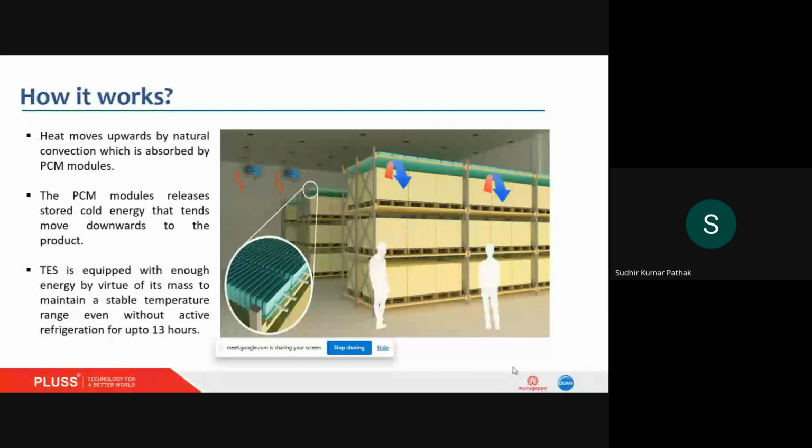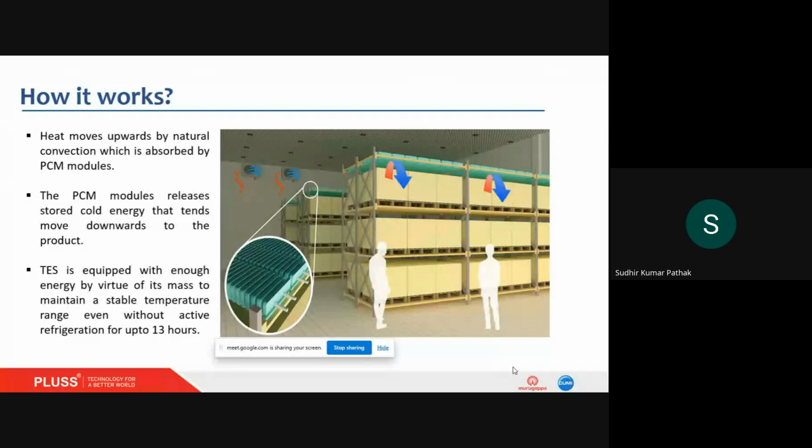And one more point: how does the PCM charge or store that cold energy? Whenever there is continuous operation of refrigeration, PCM absorbs with respect to time some extra cold energy and gets frozen. Whenever we face power outages or temperature fluctuation in the cold room, it will deliver its energy and maintain the stable temperature. That's how we can increase the backup hours of that cold room when we implement the phase change material.